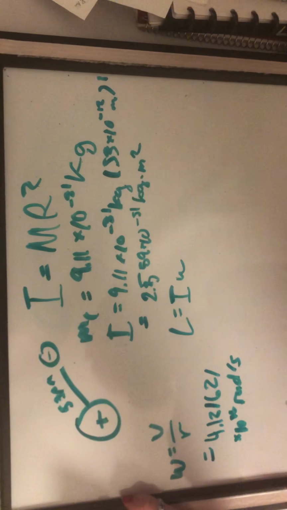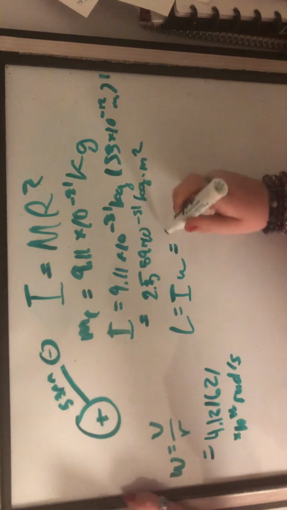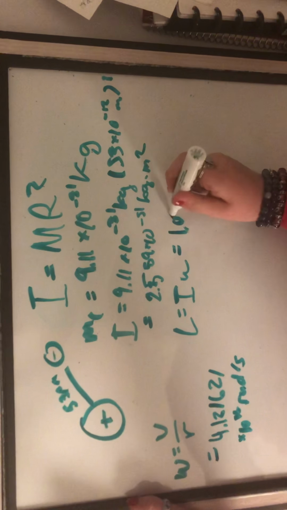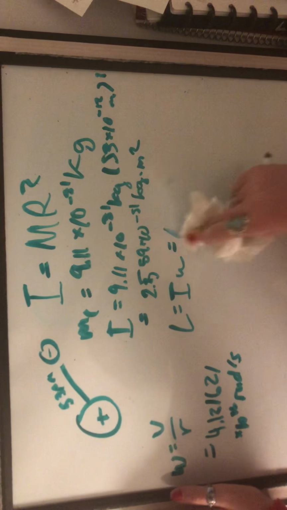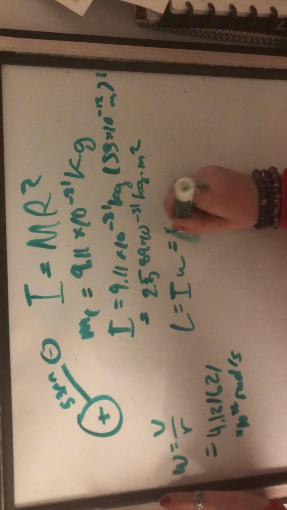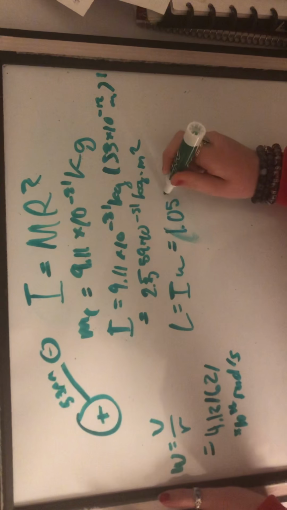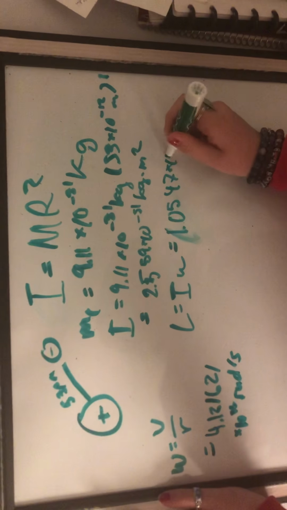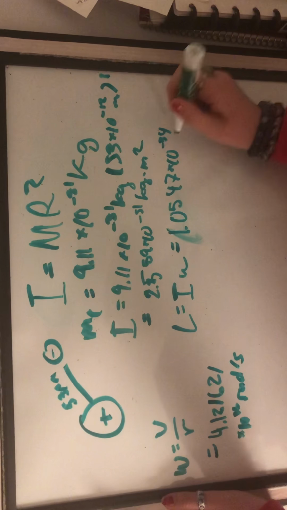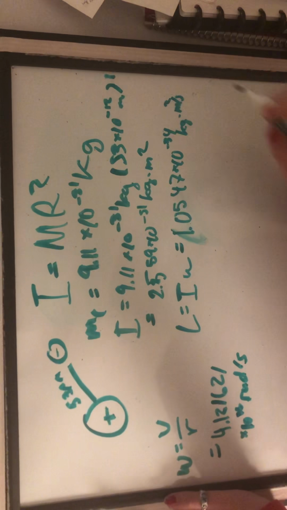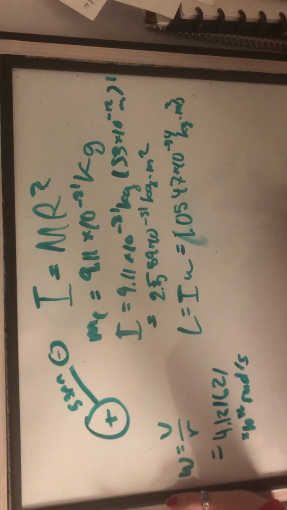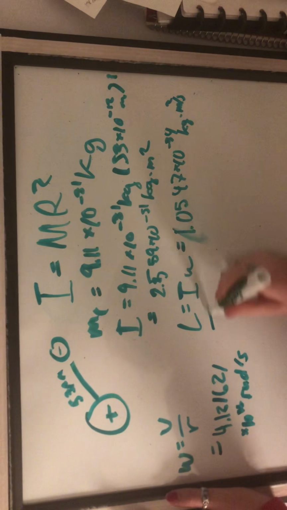And L is equal to I omega, so we just multiply these two numbers together to get 1.0547. That's really messy. I'm going to rewrite that. So I wrote it out: 1.0547 times 10 to the negative 34 kilograms meters squared per second. Yeah, and that's the linear momentum.